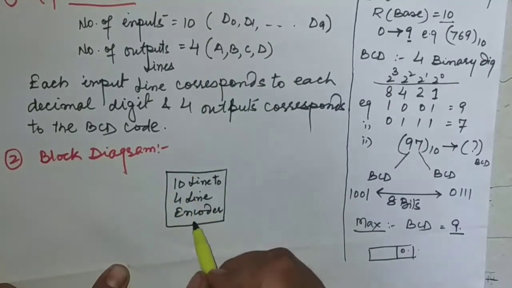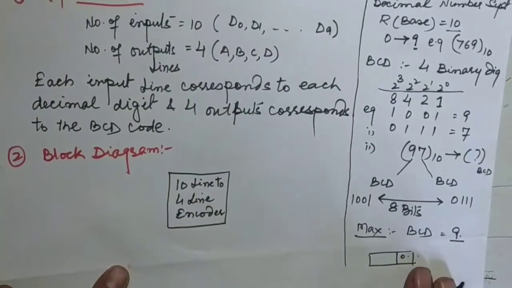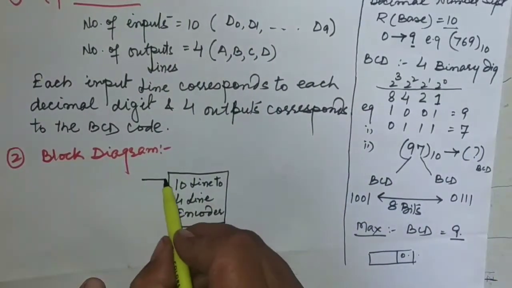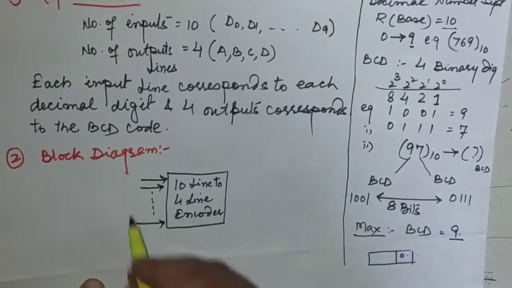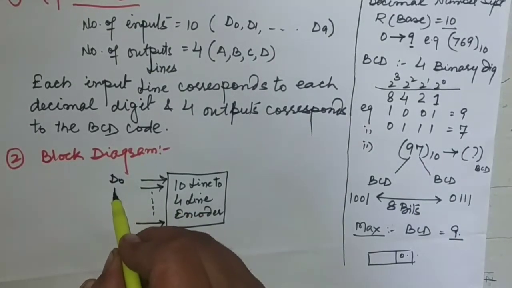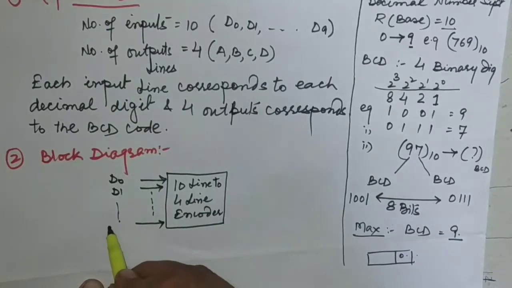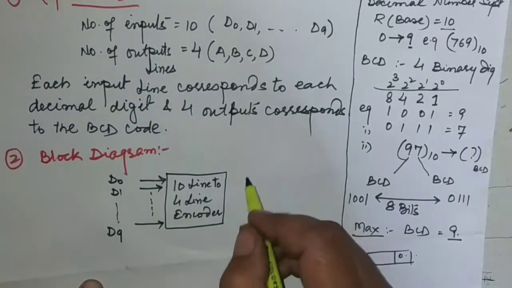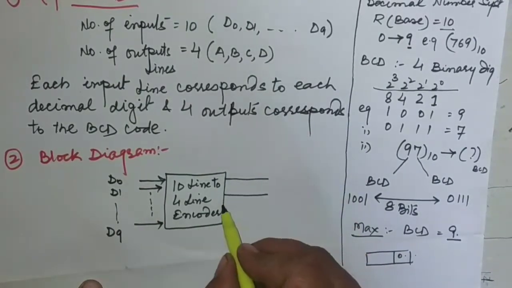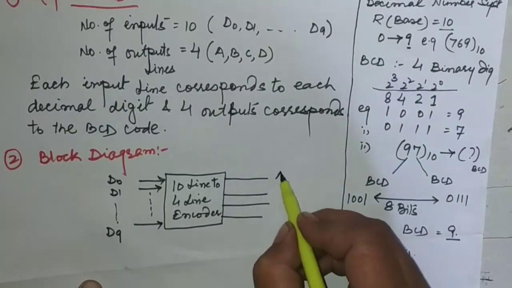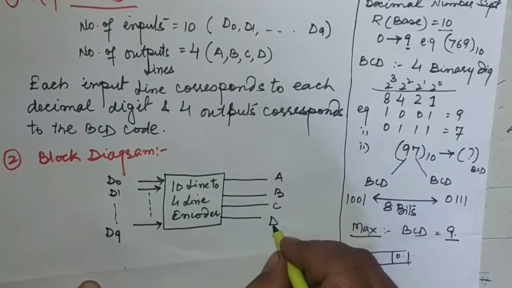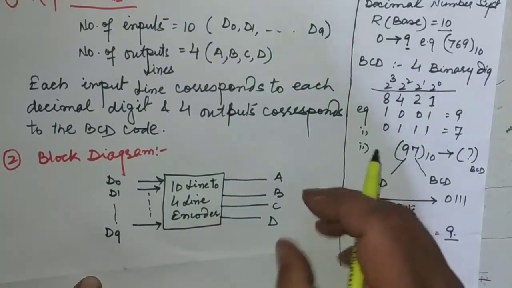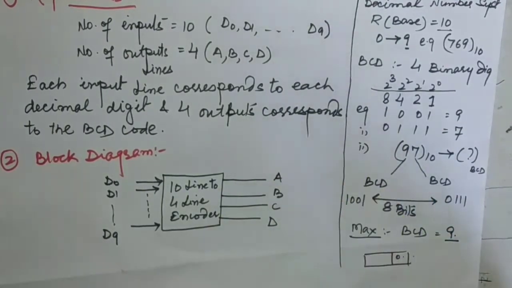Number of inputs 10, number of outputs 4. So this is the number of inputs. These inputs are from D0 to D1 and up to D9, and we have 4 outputs A, B, C and D. So these are 4 outputs.